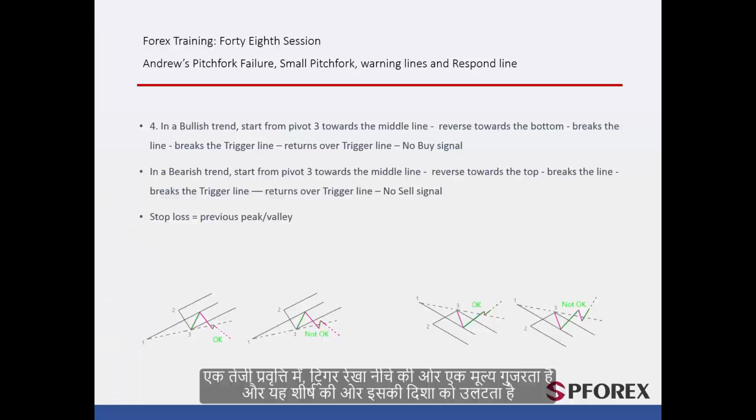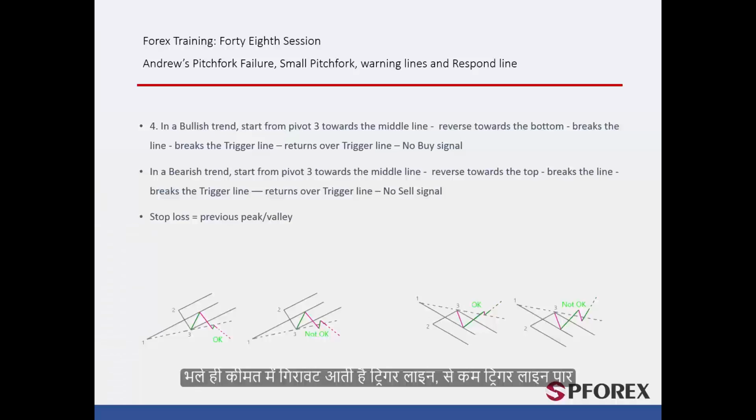In a bullish trend, if a price passes the trigger line towards the bottom and it reverses its direction towards the top after crossing the trigger line, followed by a reversal trend, even if the price declines lower than the trigger line, then a sell signal would not be valid anymore.